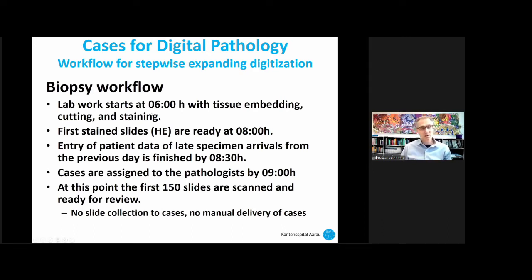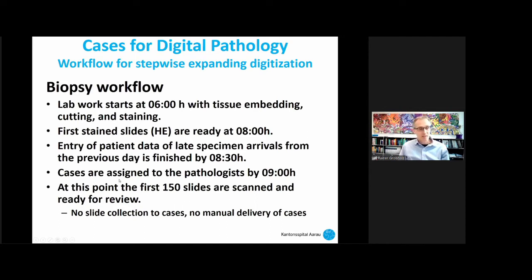The reason is that we start with the biopsies early in the morning, and these are cut first. Lab work starts at 6 o'clock with the tissue embedding, and the first stained slides are ready at 8 o'clock. The entry of the patient data of a late specimen, all the patient data and all the microscopy and whatever, is finished by 8:30, especially for the late arrivals of the previous day. And the cases are assigned to pathologists by 9:00. So that gives us some time: when the first slides are ready, we have an hour in which they can be scanned already and maybe be ready for review at the time they are assigned to the pathologist.